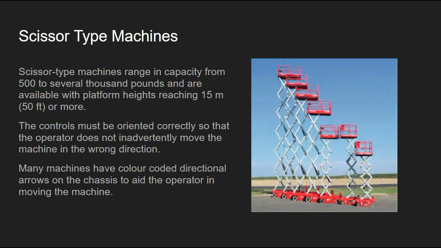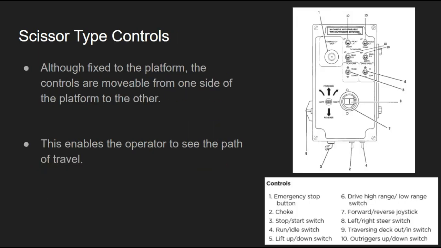The controls must be oriented correctly so that the operator does not inadvertently move the machine in the wrong direction. Many machines have color-coded directional arrows on the chassis to aid the operator in moving the machine. Did you know that the scissor type controls, although they're attached to the platform, you can actually detach them from one side and move them to the other? So if you have to move in a different direction, you can always see where you're going by moving the control panel. It's very handy.